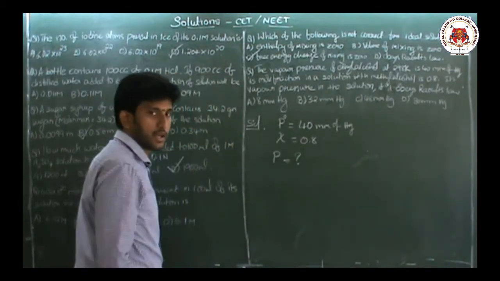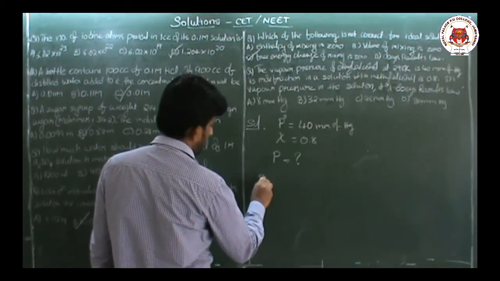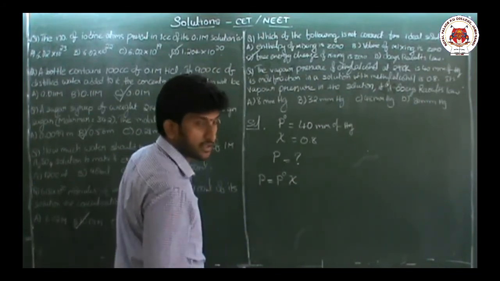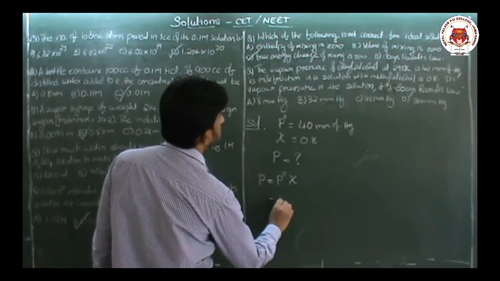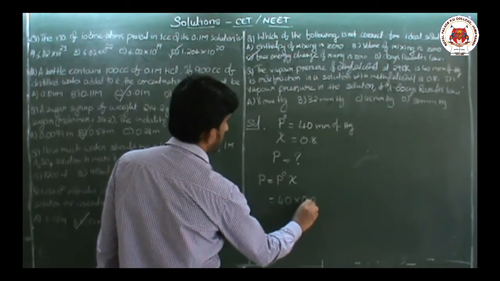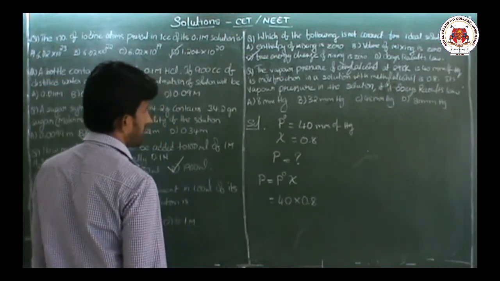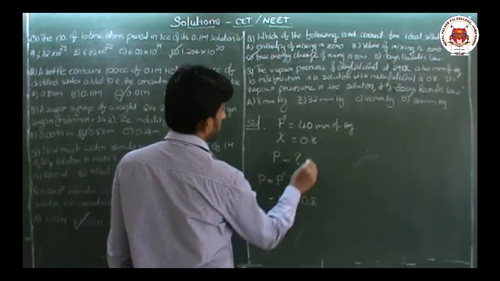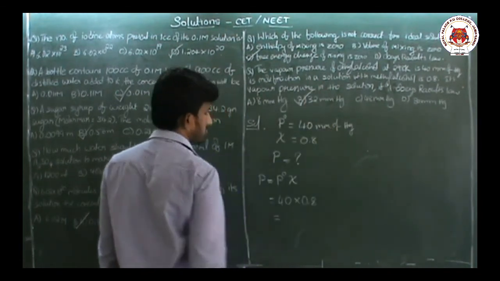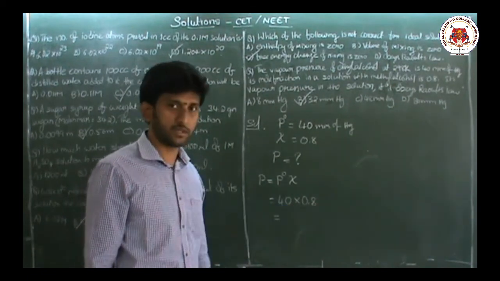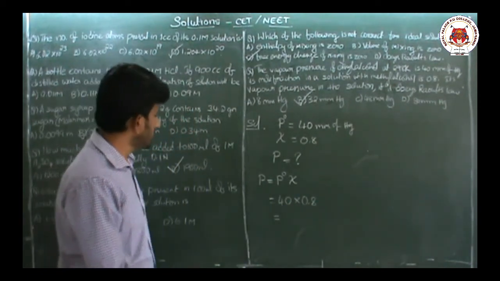Then applying Raoult's law, you know that partial vapor pressure is equal to pure vapor pressure into its mole fraction, right? That means the answer must be 40 into 0.8. 40 into 0.8 comes to be 32. 4 8s are 32.